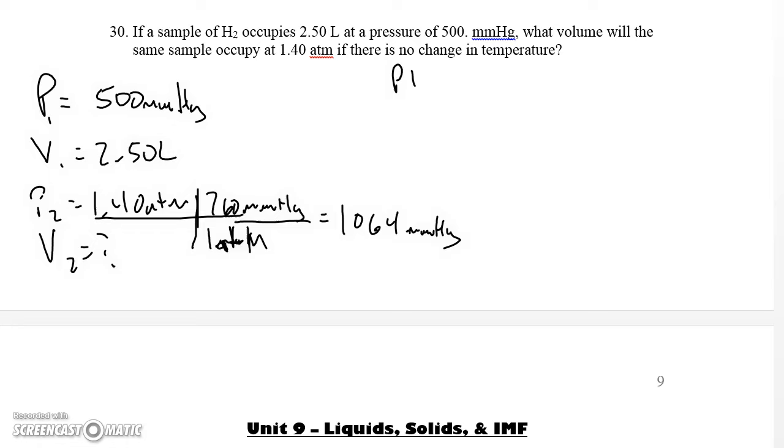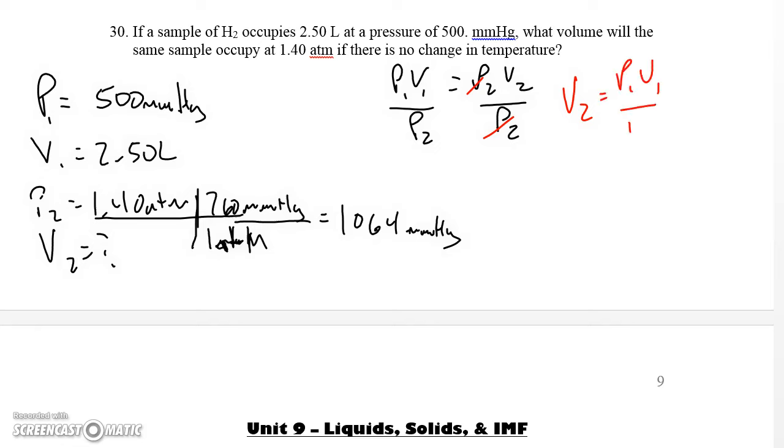And now we're ready to plug that into the equation. P1 V1 is equal to P2 V2. We're going to solve for V2 by dividing both sides by, I'm sorry, by P2. And now we end up with V2 is equal to P1 V1 over P2. And now we're ready to plug in our numbers.